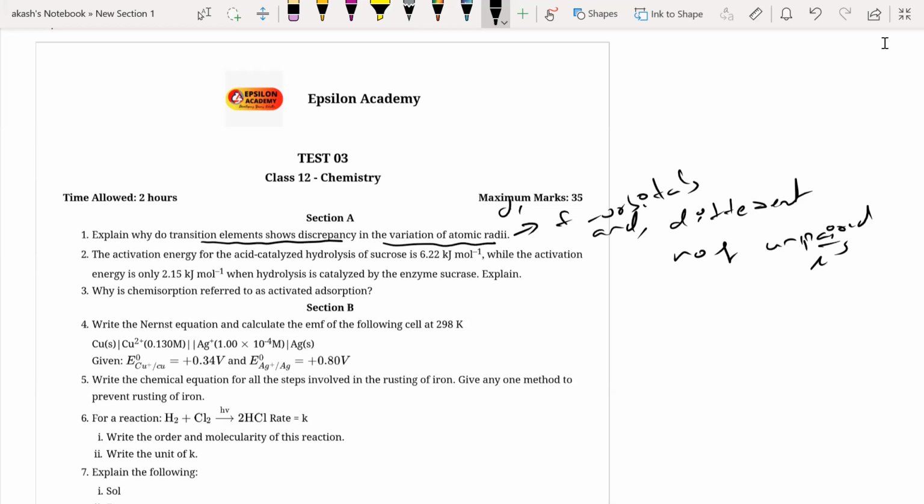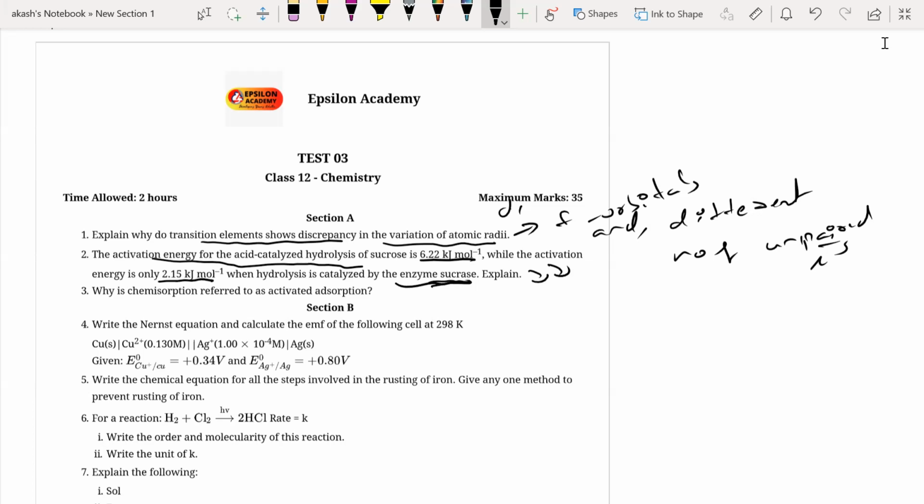Next question: the activation energy for the acid catalyzed hydrolysis is this much, while the activation energy for hydrolysis catalyzed by enzyme sucrase is given. This is not in the syllabus, right? Activation energy is not there in the syllabus in chemical kinetics? Yes, sir. Okay, but still, I can just explain this. Here the energy required is 6.22 kilojoules, but when I use an enzyme, it goes to only 2.15 kilojoules. It is decreasing.